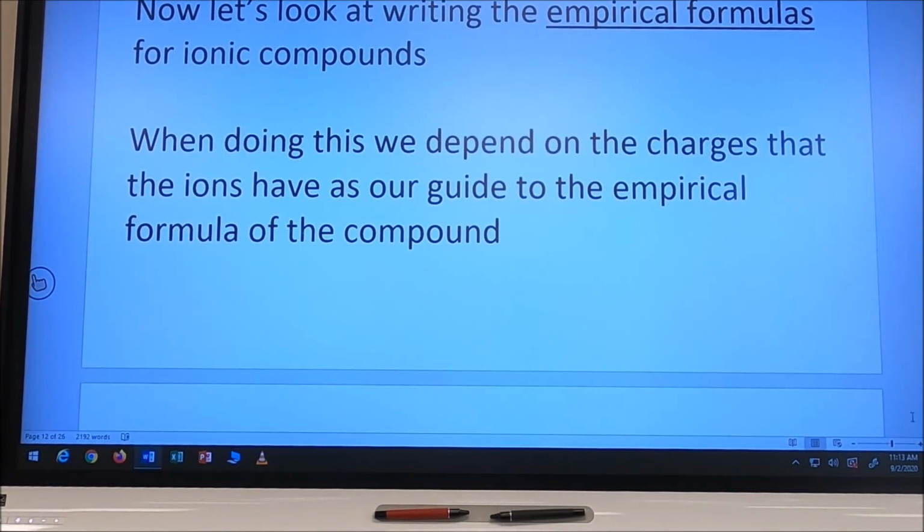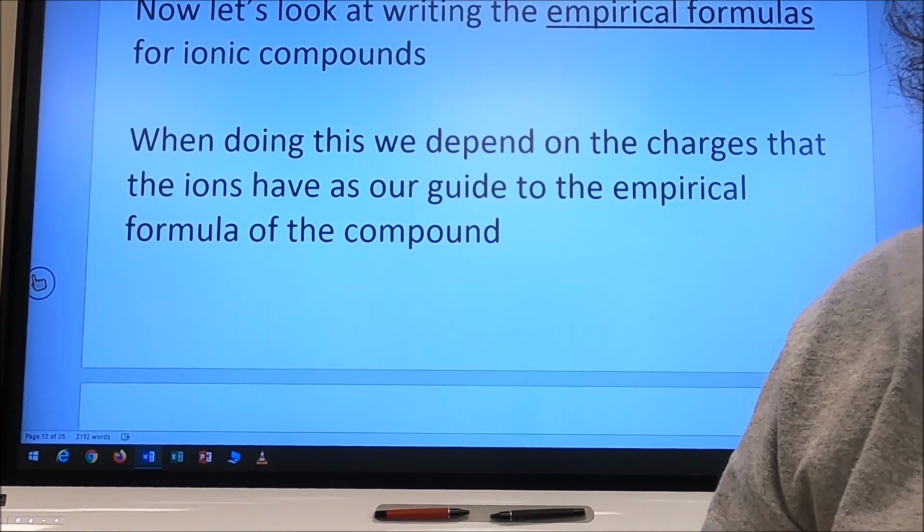Now, the next thing for us to do is write the formulas for ionic compounds. And the empirical formula of an ionic compound, of course, is going to depend on the charge of the ions and the way the electrons would be transferred if I have the pure elements. Okay? So we're going to look at how these guys are going to come together next. And this is a good place for me to stop.